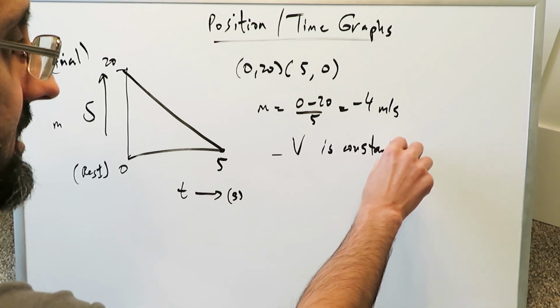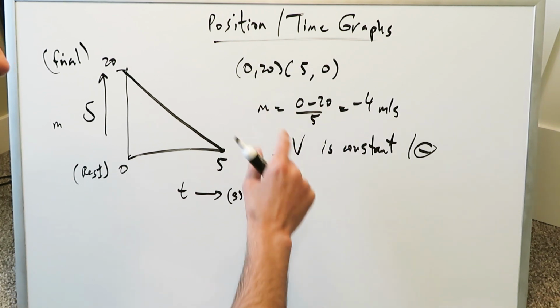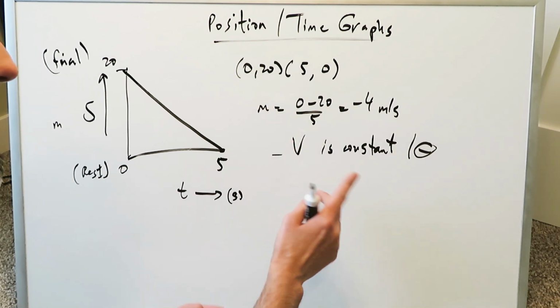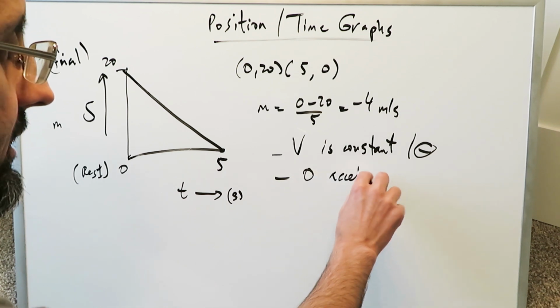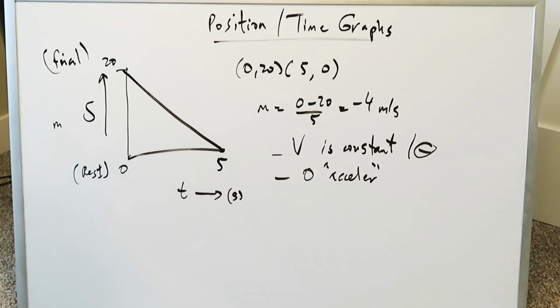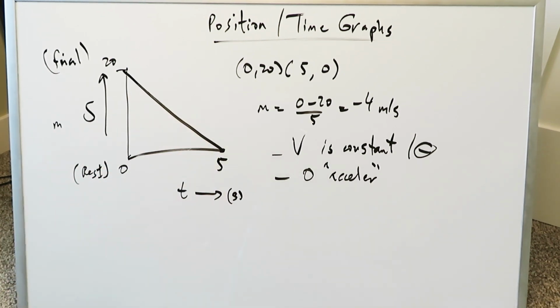It's not a changing velocity, but it's a negative value, which means you're returning back to an original position because you're going in the opposite direction. Because velocity is constant, you have 0 acceleration. To have acceleration, you must have a change in velocity, but you don't have a change in velocity because you have a straight line over here, 0 acceleration.